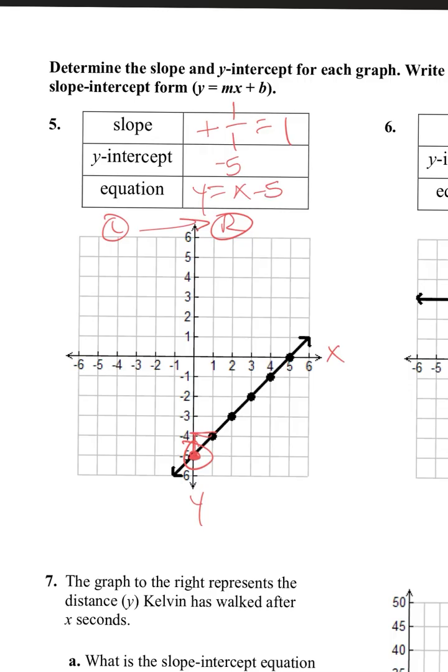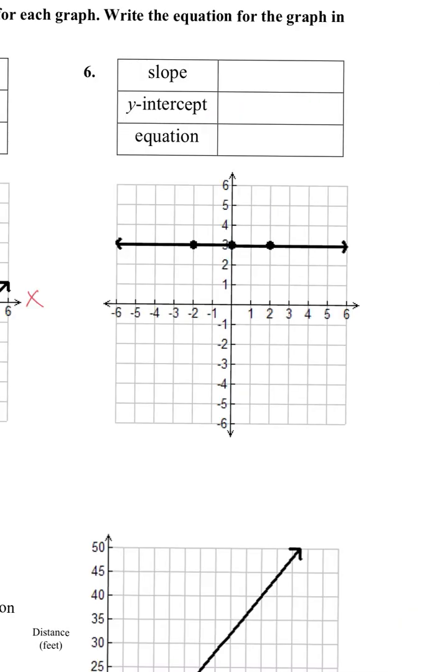Okay, number 6. Looking at my graph, going from left to right. Okay, is this a positive slope or a negative slope? Well, it's a flat horizontal line. Okay, it's a flat horizontal line going from left to right. So I wonder what kind of slope that is. In this case, it's undefined. It's a zero slope.